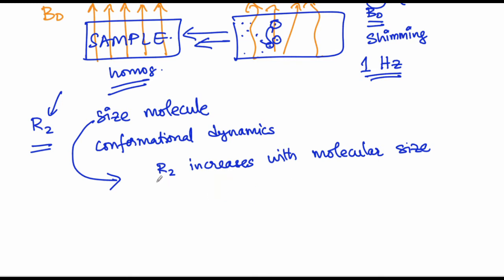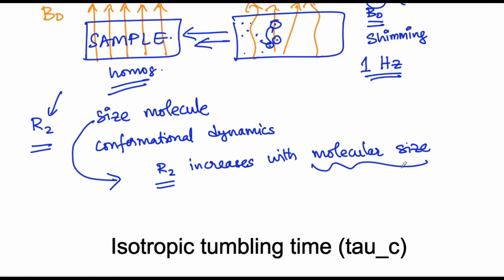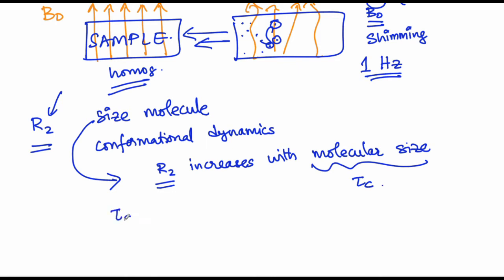Understand that if the resonances become broader and broader, any two resonances that are really close to each other due to similarity of their chemical shift would end up being lost. Therefore, it is imperative for us to understand how R2 changes with the molecular size. With increase of molecular size, the isotropic tumbling, which is characterized by the value called tau c, increases, and this tau c is related to the size of the molecule. Assuming a spherical molecule, tau c is given by 4 by 3 pi R_H cube times eta by k_B T.